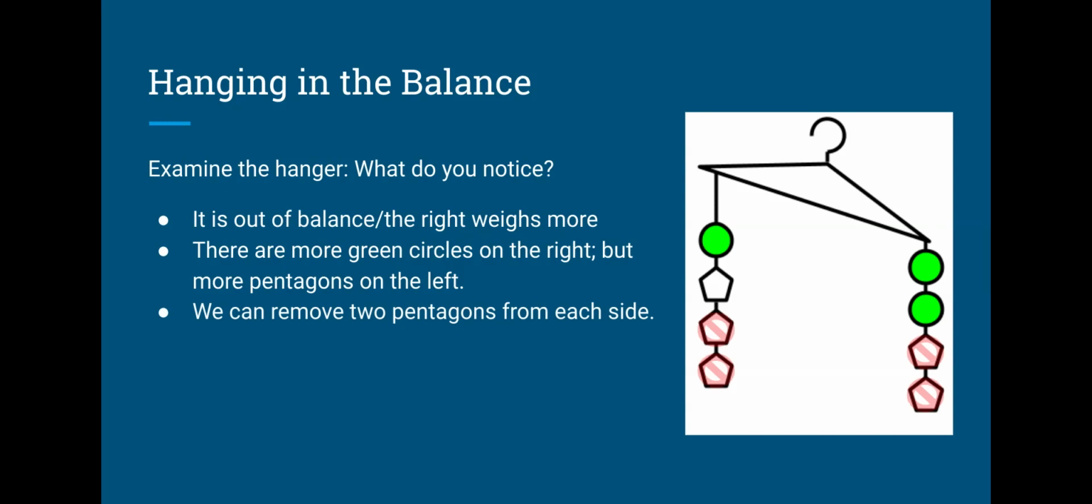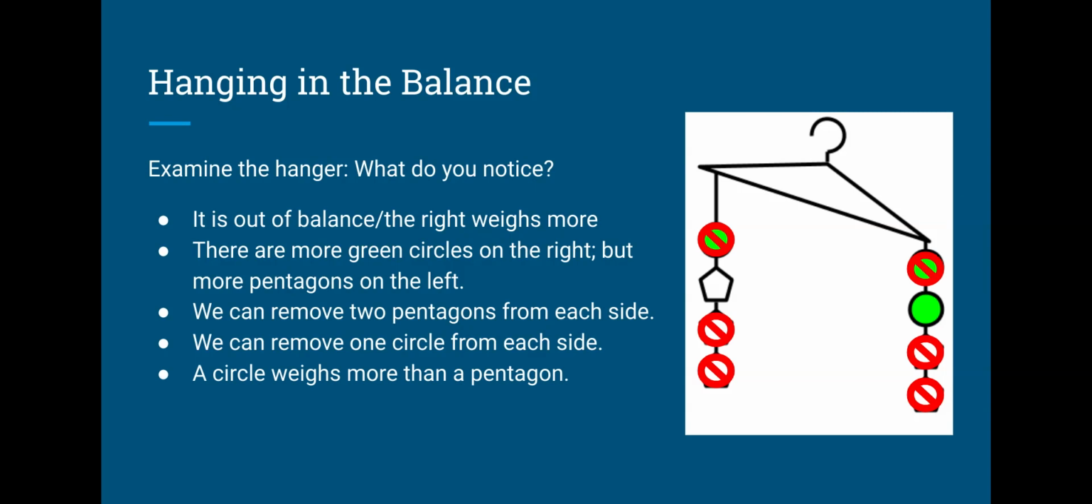So the next thing we might ask students about is, what if we remove two pentagons from each side? Or some students may even say you can remove two pentagons from each side without changing the overall balance. From there, some students may notice that we can remove a circle from one side without changing the overall balance. And now a student can most confidently say a circle weighs more than a pentagon. They may have been able to say it before, but now they can validate that with actual explanations.